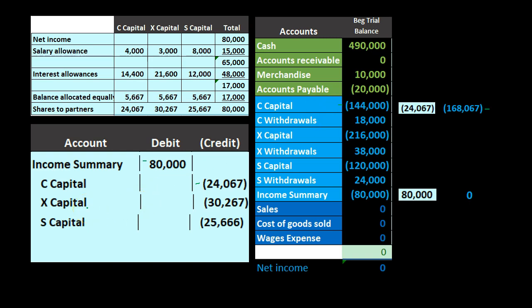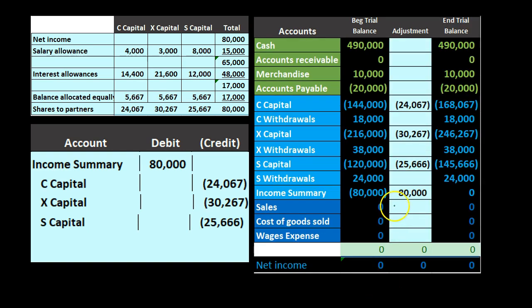So then we've got the X's capital account, 30,267 allocated here. We have a credit starting at 216,000. Then we credit the 30,267, giving us a total of 246,267. Then we're going to credit the S's capital account. So they started out at 120,000, crediting it 25,666, bringing the balance up to 145,666. So when we see it all put together here, we can see these are the new capital account balances.